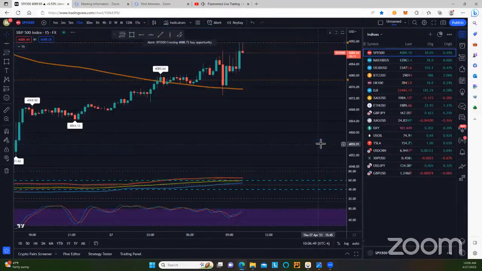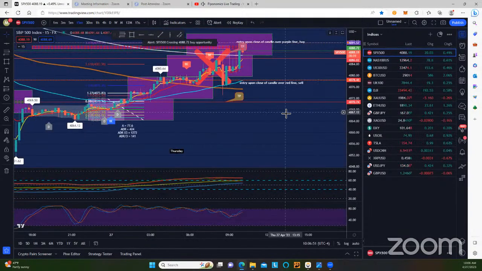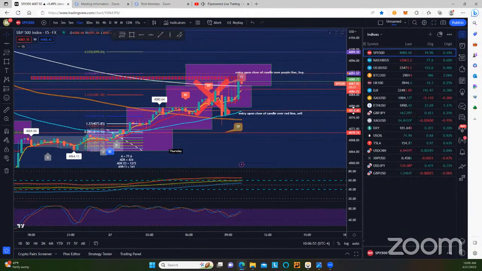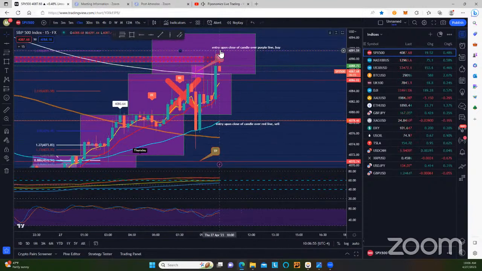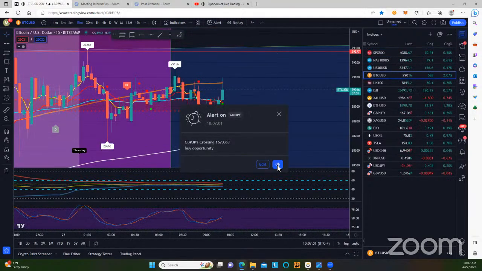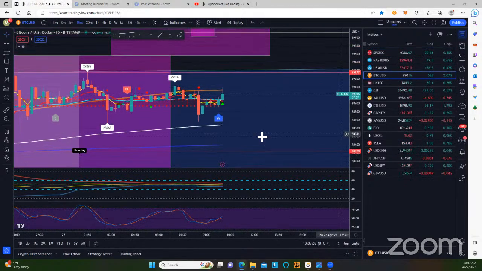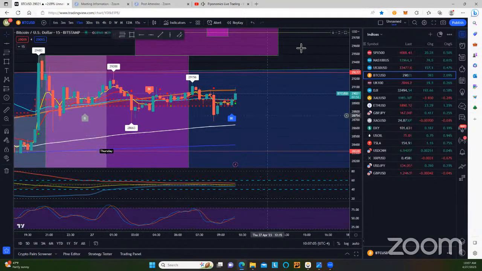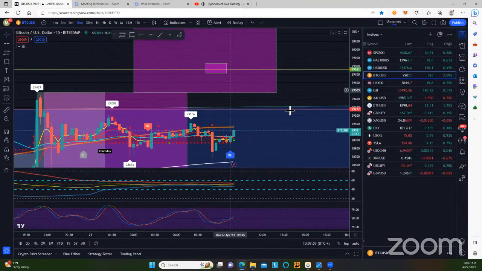So let's see what's happening with some of our other charts. You can see here they decided not to close over our purple line. We're not ready yet. Okay, we got some movement on Bitcoin, but not enough to even get into this area of confluence to say, hey, we want to do anything more.